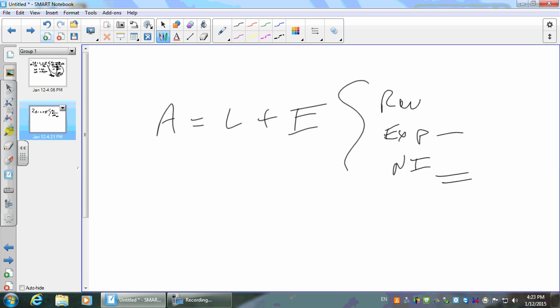Assets is 150. Liabilities are 100. What else do you know? Contributed capital is 35. Contributed capital is one of the types of equity. You got to know that. If you don't, you got a real problem. Contributed capital is how much? 35? Right? I bet there's another type of equity. What is it? Retained earnings.